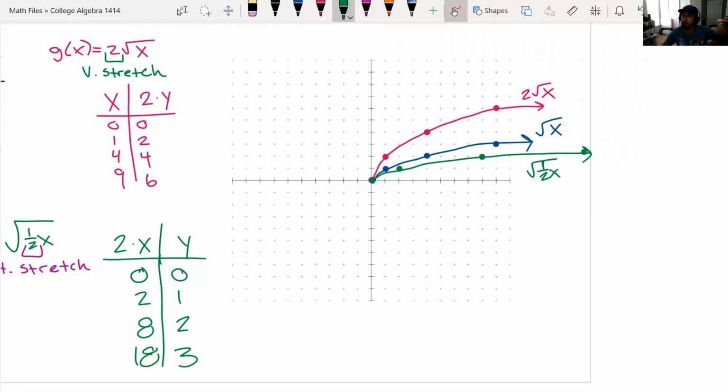All right, why is the screen like this? I just noticed the screen's like this. There we go. Better. Okay.